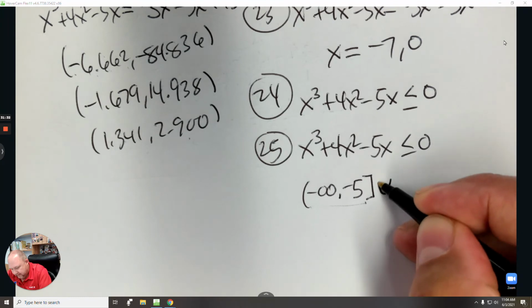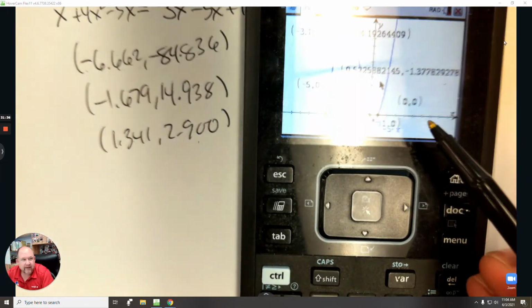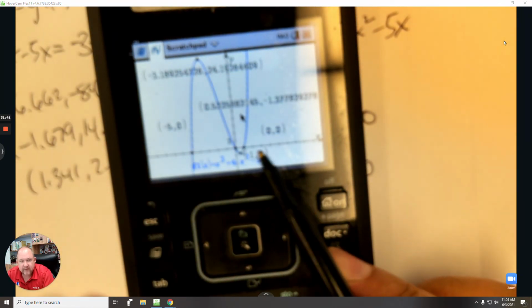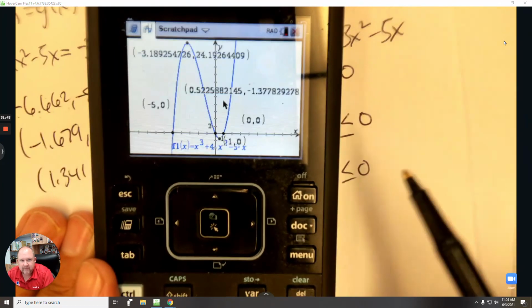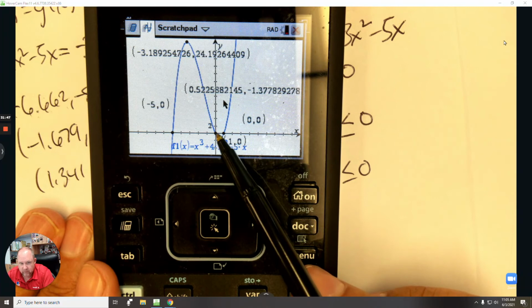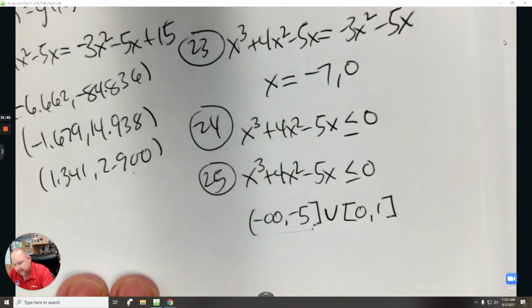Then we have this means and. Where else is it below? And notice the next interval that it's below is this part right here. See if it'll focus in on it. And it goes from 0 to 1. So from 0 to 1, it's also below. And there's the answer to that inequality.